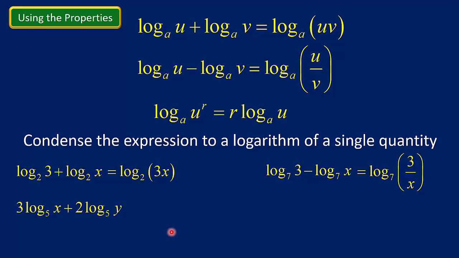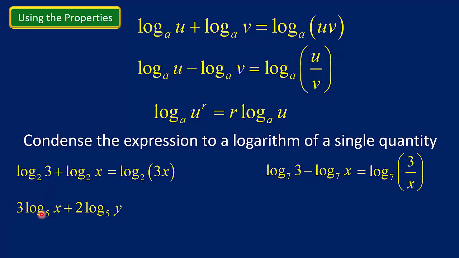With this one, we've got a couple of things going on. We've got this plus here, which draws our attention to this property, but also we've got these coefficients in front of the logs, which makes us think of this property. Well, here's what we want to do. It's sort of like order of operations. Take care of the exponents first. In other words, what I need to do here is I need to bring the 3 up first.